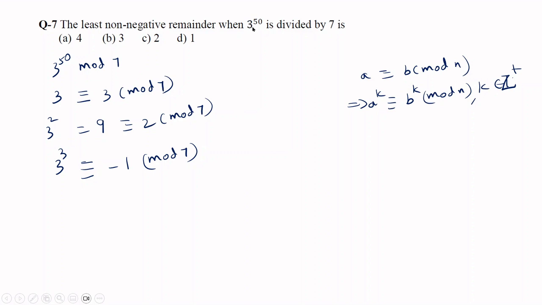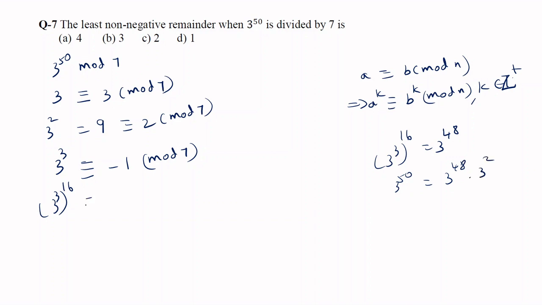Here we need to find 3 raised to 50. So for 3 raised to 50, now let us find 3 cube the whole raised to 16. The reason being 3 cube the whole raised to 16 is 3 raised to 48. As a result, to find 3 raised to 50, we can do 3 raised to 48 into 3 square and then find the remainder. So 3 cube the whole raised to 16 is congruent to minus 1 the whole raised to 16 mod 7, or 3 raised to 48 is congruent to 1 mod 7.